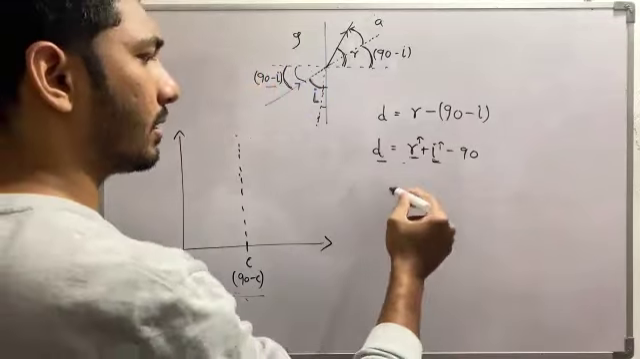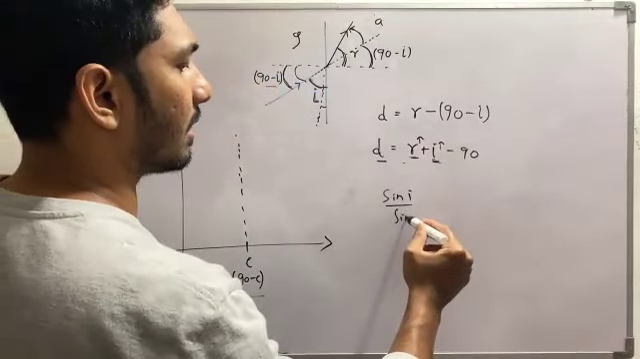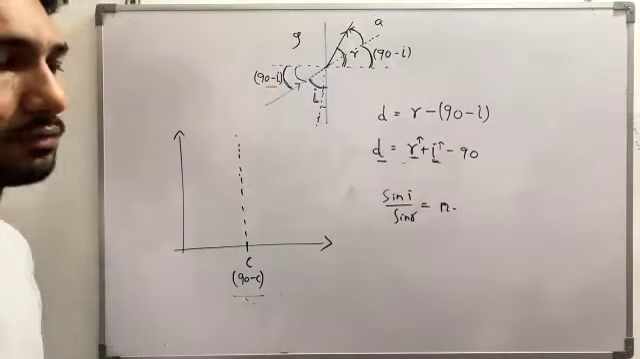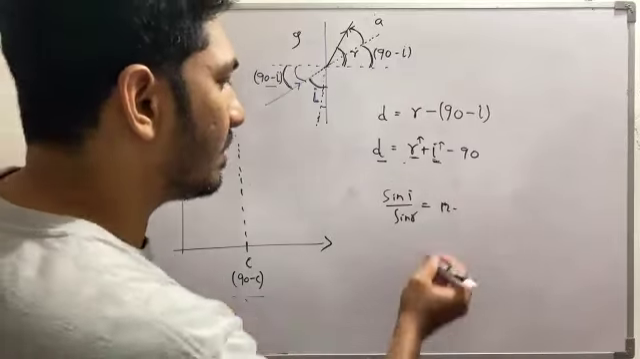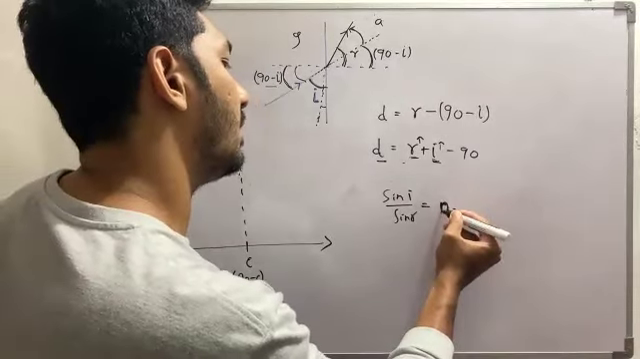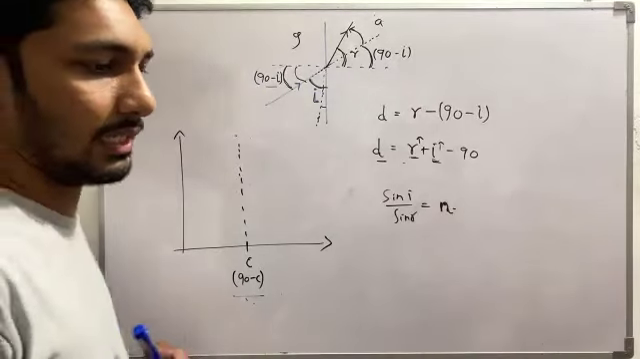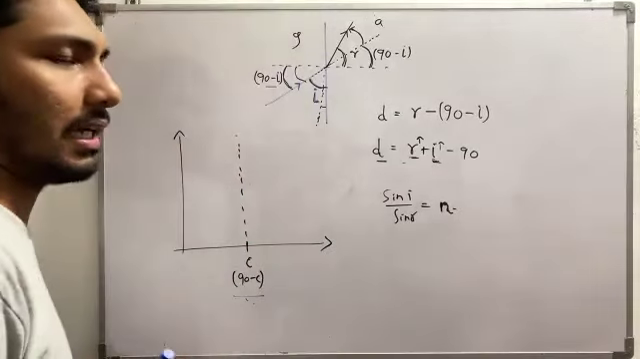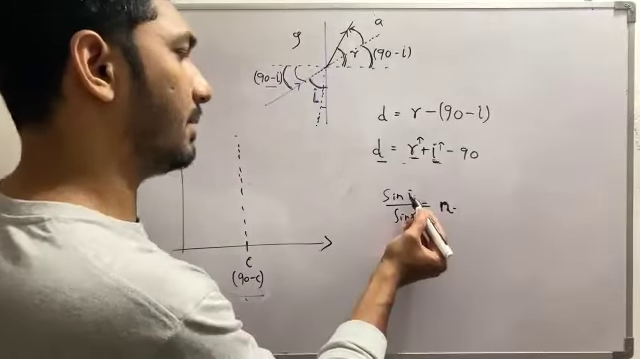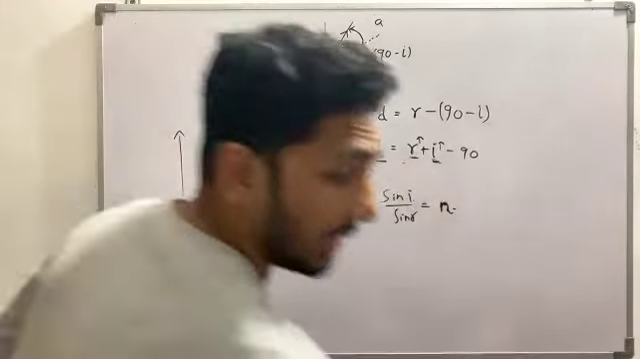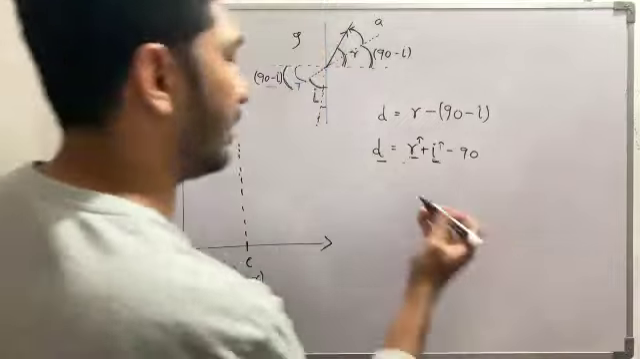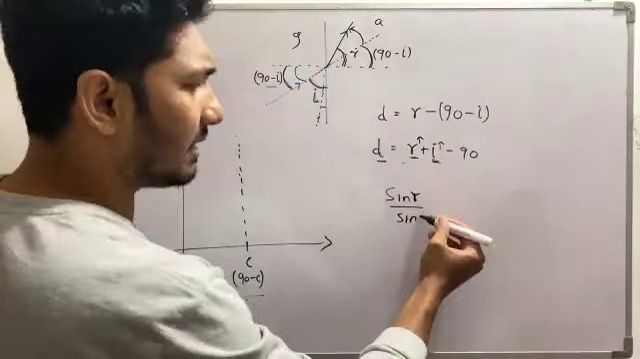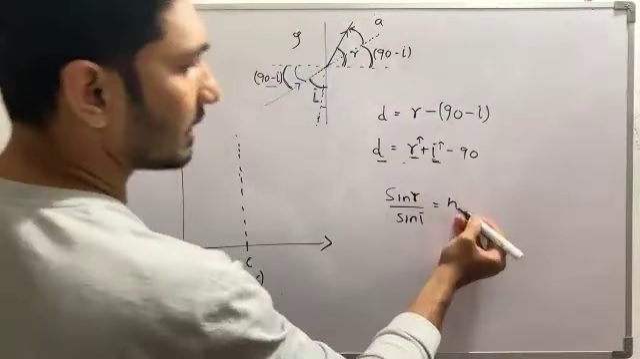Okay. So sine I divided by sine R is equal to a constant, which is Snell's law, that is your relative refractive index. The refractive index of glass relative to air. Here the I is the actual I. Because it is going from air to glass, it will be the other way, no? The R is bigger, so sine R by sine I. Whatever it is, it is a constant.